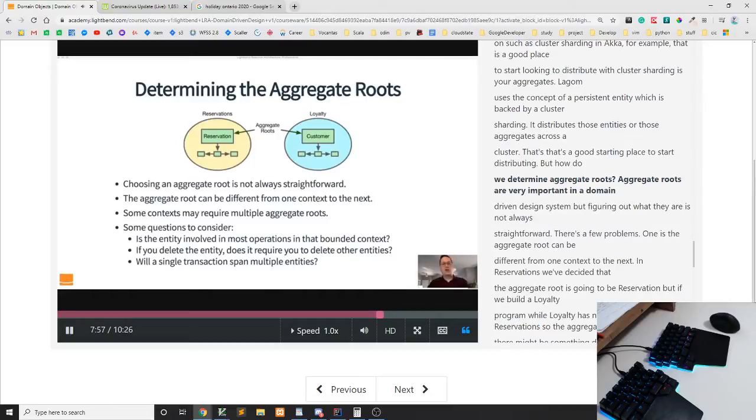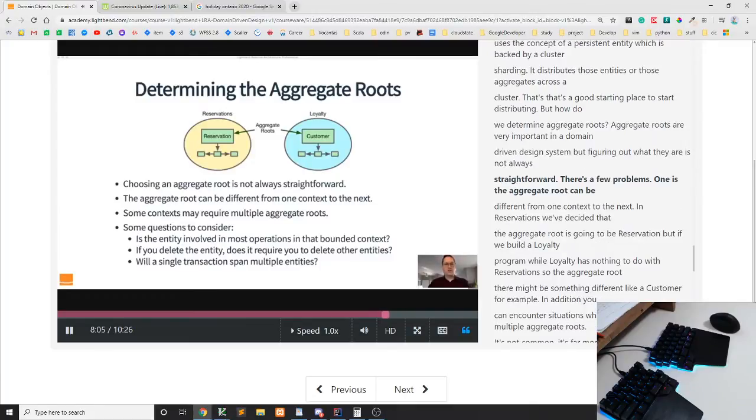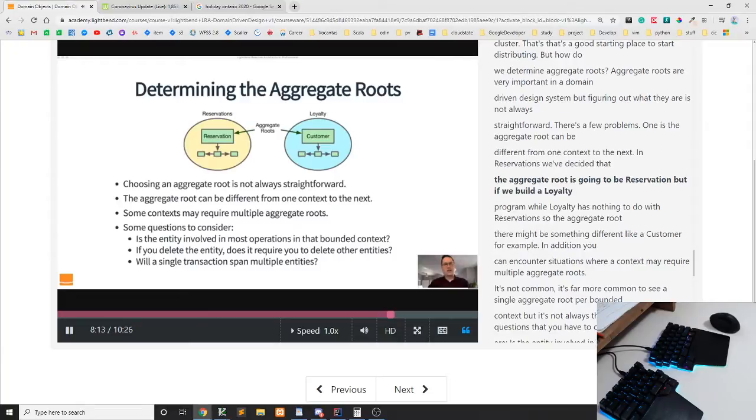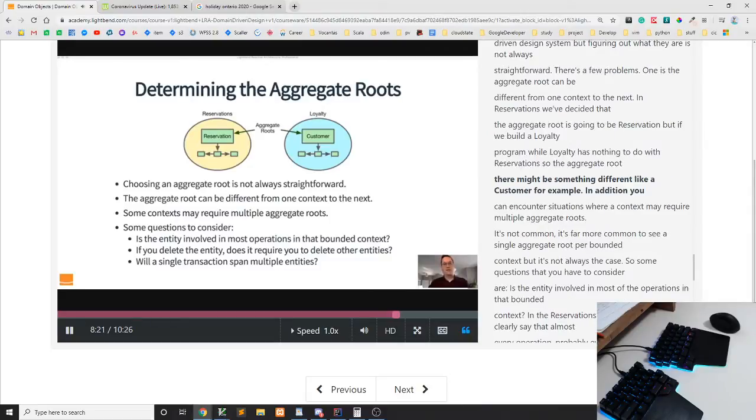But how do we determine aggregate roots? Aggregate roots are very important in a domain-driven design system. But figuring out what they are is not always straightforward. There's a few problems. One is the aggregate root can be different from one context to the next. So in reservations, we've decided that the aggregate root is going to be reservation. But if we build a loyalty program, well, loyalty has nothing to do with reservations. So the aggregate root there might be something different, like a customer, for example.